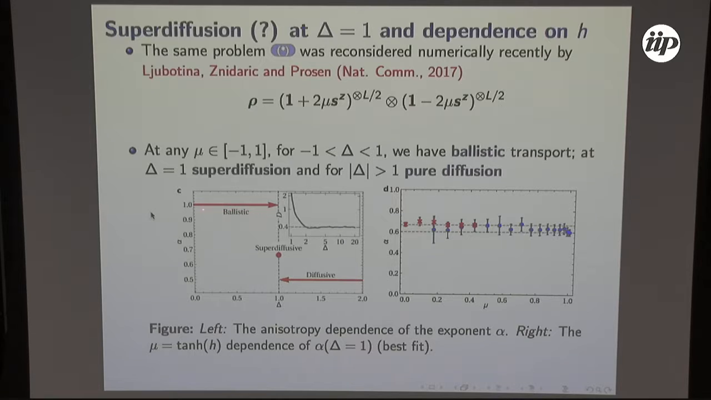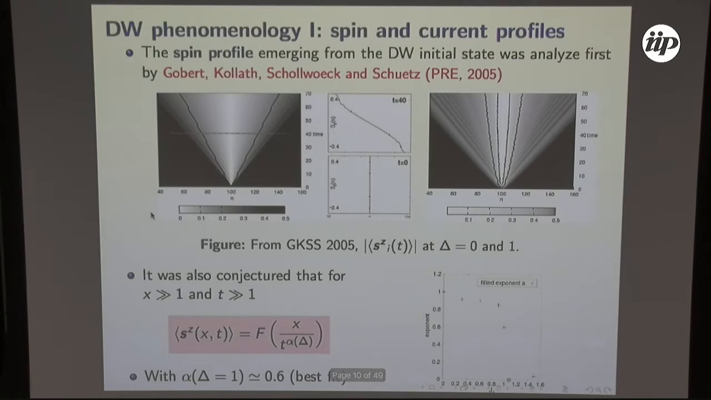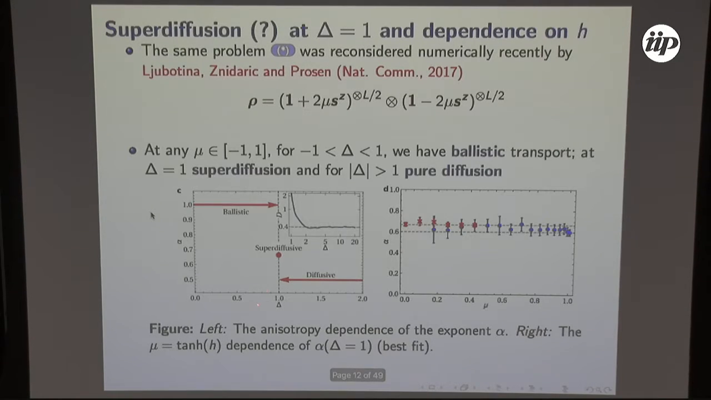So the spin transport is ballistic up to delta equal 1. At delta equal 1 it is super diffusive. The exponent that they claim is 0.6 again, so it's the same as here. They confirm this result essentially for super diffusion at delta equal 1, and it becomes diffusive for delta larger than 1. So that's essentially the background about this problem.